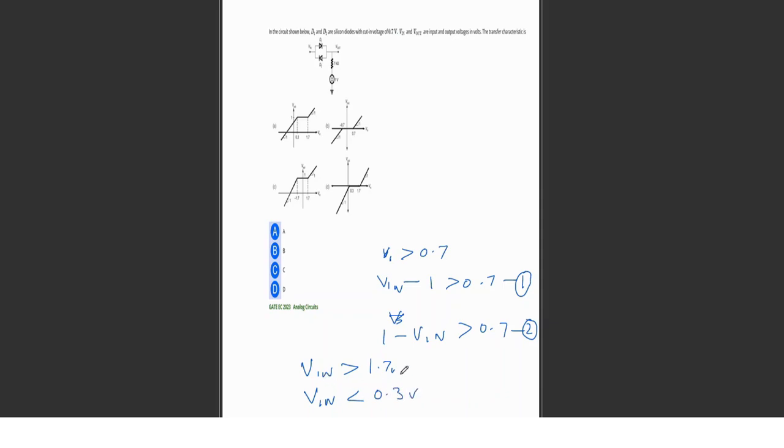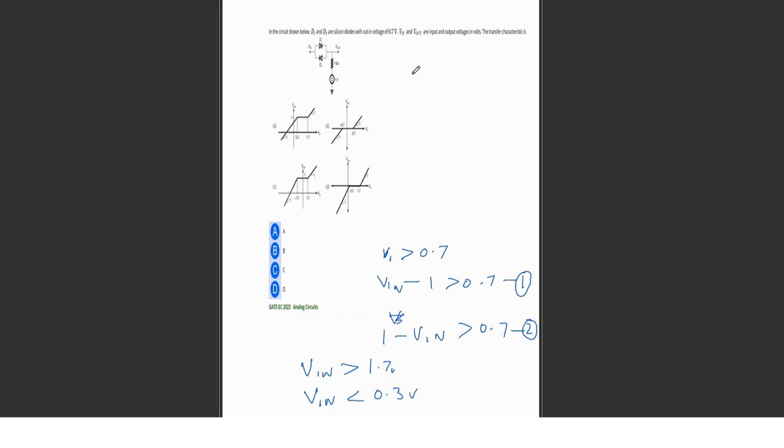So if V in is greater than 1.7, diode D1 conducts. If V in is less than 0.3 volt, diode D2 conducts. If it is neither greater than 1.7 nor less than 0.3, that is, if it is greater than 0.3 and less than 1.7, then both will not conduct. Both will be open, and there won't be any relation between V in and V out. V out will remain at the battery voltage 1 volt.